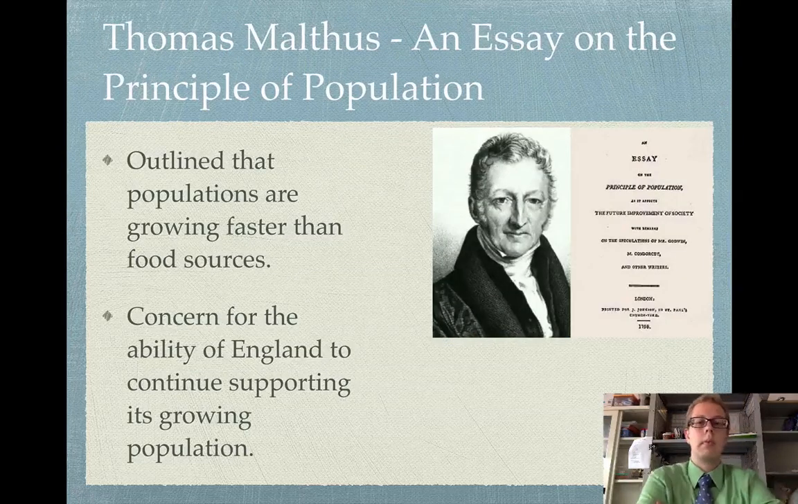Along comes Thomas Malthus, at the end of the 1700s, and he writes an essay on the principle of population in Britain. His theory is that populations are growing faster than food sources and resources, and that at some point the entire system was going to crash. This was really an essay about economics for England to support its growing population and his concern.